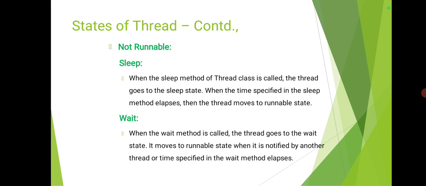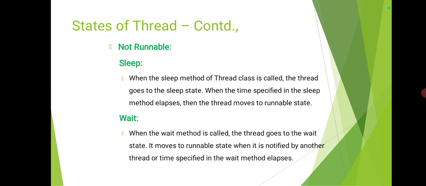The sleep method of the thread class: when it is called, the thread goes to sleep state. The point is that when the time specified in the sleep method has elapsed, the thread moves to the runnable state. Whatever it may be, if I am printing A, B, C documents, after A, B will get printed. No, I just insist them to, or else I make them print after C.